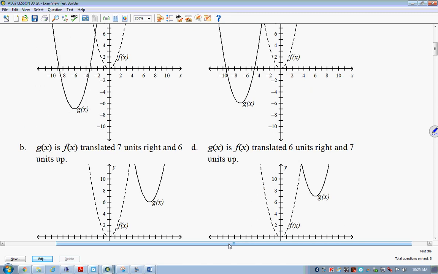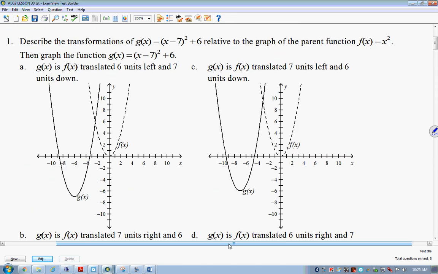I'm guessing that we can go ahead and eliminate A and C, correct? Because those are both to the left and down, right? Okay. So we want something that's to the right and up.